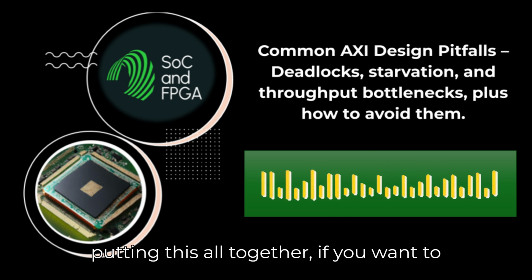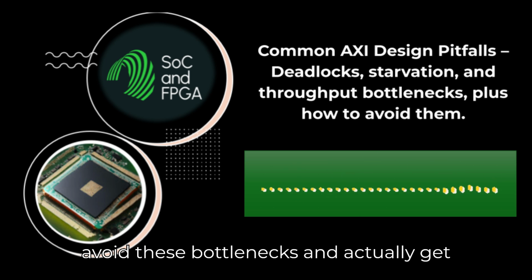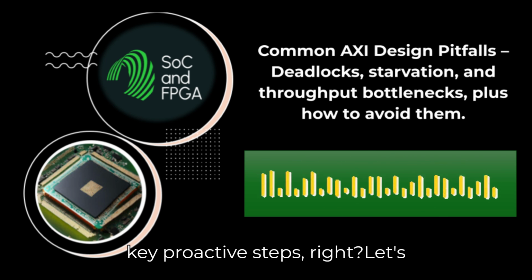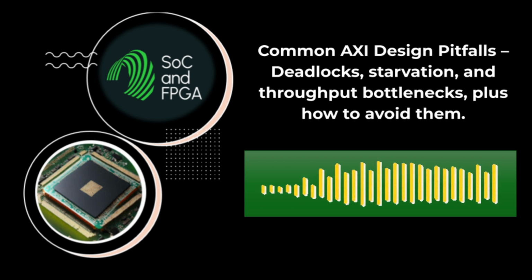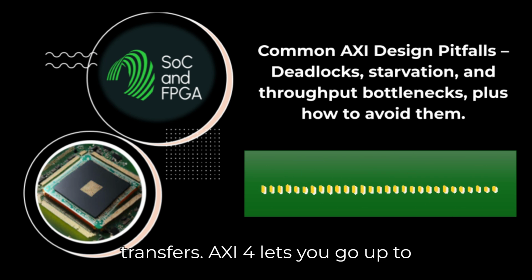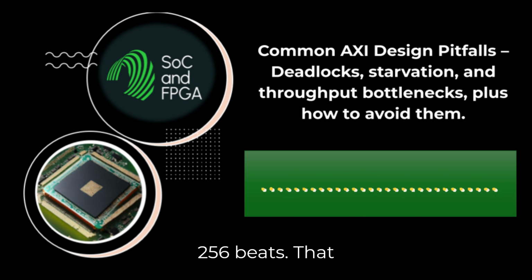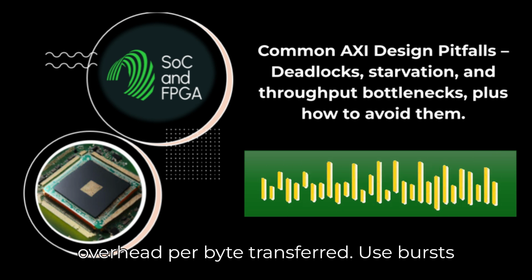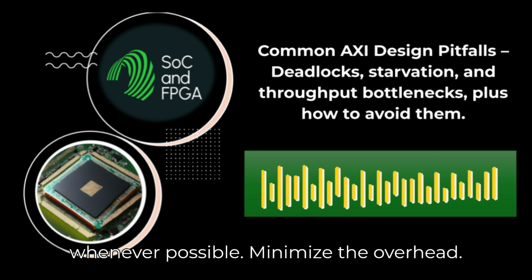Okay, so putting this all together, if you want to avoid these bottlenecks and actually get peak performance out of AXI, what are the key proactive steps? Right. Let's summarize the performance boosters. First, absolutely leverage burst transfers. AXI4 lets you go up to 256 beats. That drastically cuts down the address control overhead per byte transferred. Use bursts whenever possible. Minimize the overhead.